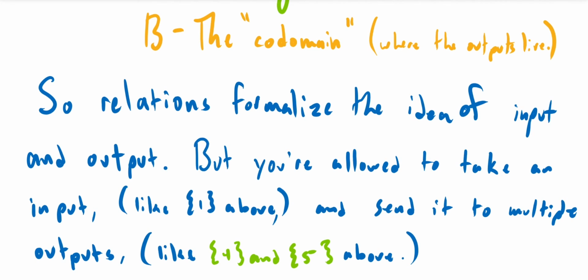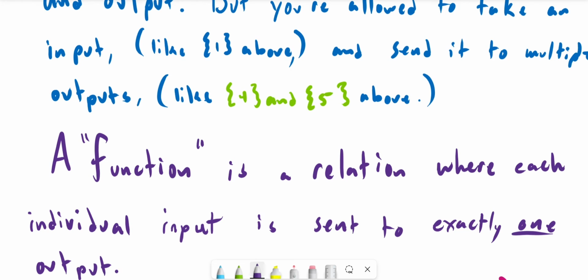So what relations do is they formalize and give a rule and a symbol structure for the idea of input and output. But you're allowed to take an input, like 1, and send it to multiple outputs, like 4 and 5. So a function then is a relation where each individual input is sent to exactly one output. It's not sent to multiple places. It's not sent to some places sometimes and other places other times. It's sent to exactly one output.